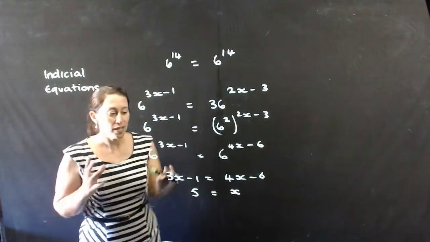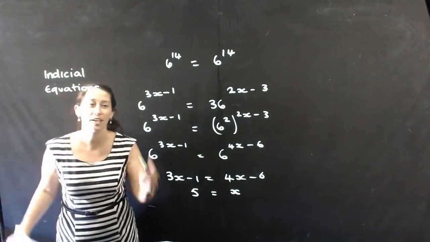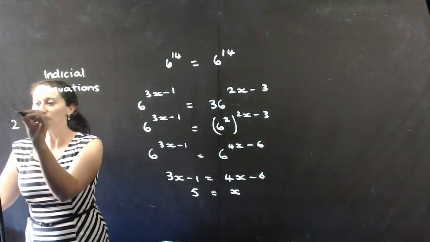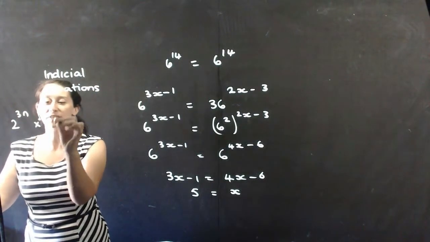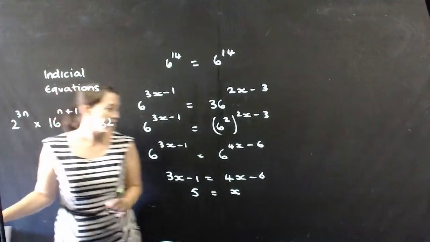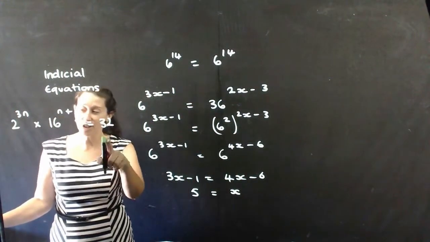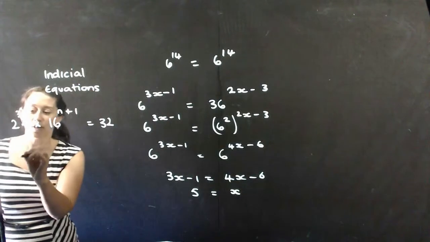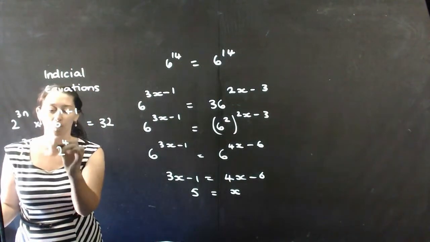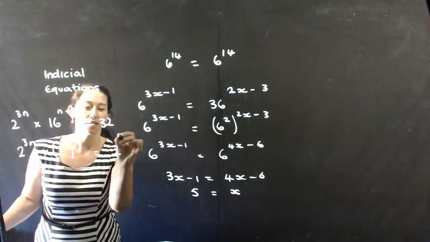So we've verified it. Now let me have a look at what happens where we've got some numbers multiplying, because you do need to make sure that if you're going to use your laws of indices, the bases are the same. So let's use this one: 2 to the power 3n multiplied by 16 to the power n plus 1 equals 32. Looking at this example, we can see that 16 and 32 can be written with bases of 2. So 16 is 2 to the power 4, and obviously the power is n plus 1. And 32 can be written as 2 to the power 5.